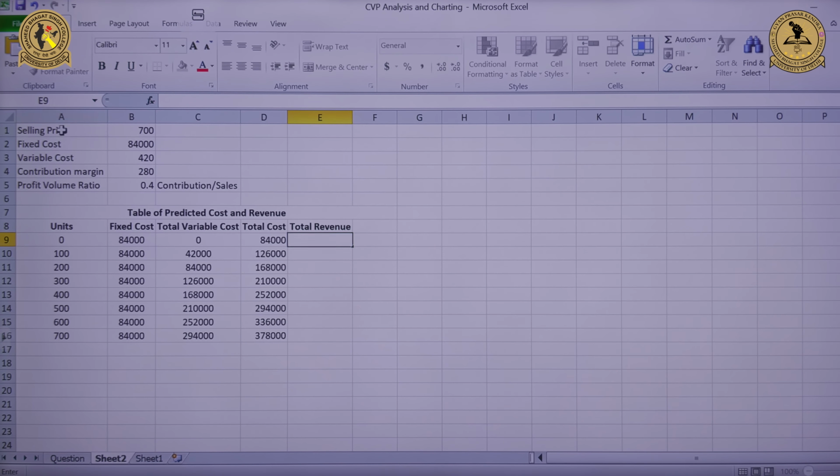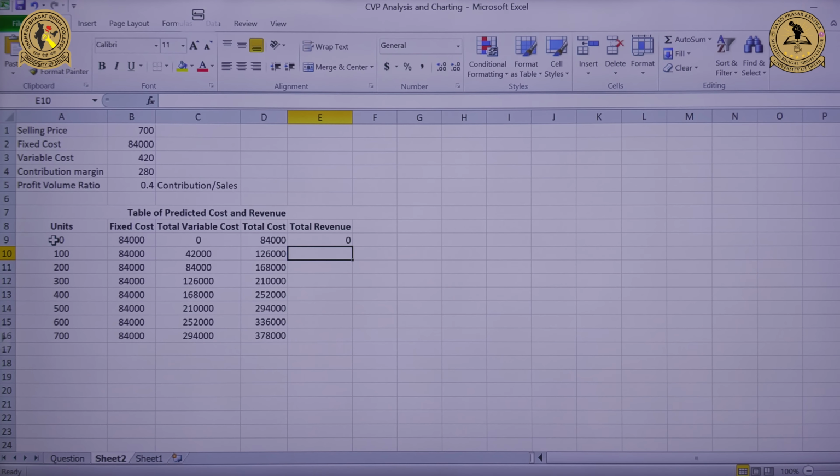Now in this numerical, the selling price per unit is 700 and the predicted number of units ranges from 0 to 700. So again I need to type equals to, select this cell 700, put a star mark, and then multiply it with the respective unit, which is represented by A9 in this case, and press enter.